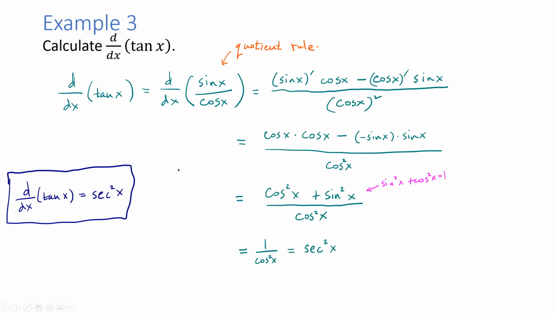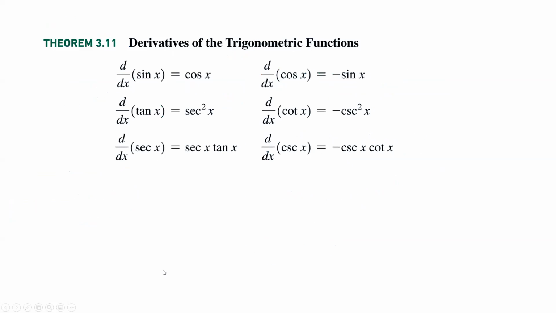Okay. Essentially, this process would work for all the other ones. If I want to do cotangent or cosecant or secant, you can do the same little trick, just doing some quotient rule and then simplifying it. But here's just an overview of all the other ones. If you take the derivative of cotangent, that's negative cosecant squared. The derivative of secant is secant x tangent x. And the derivative of cosecant is negative cosecant x cotangent x.